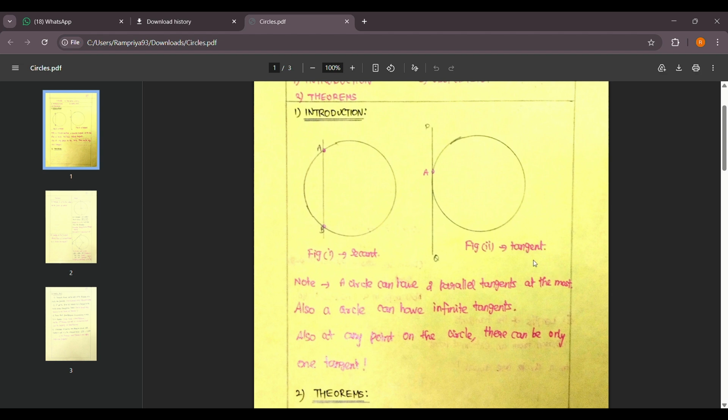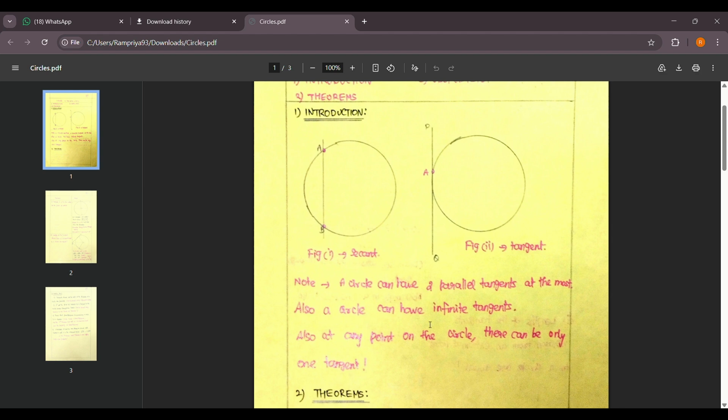And you can construct infinite tangents to a circle. Please remember this. A circle can have two parallel tangents at the most. See here, this is PQ, and if you draw another tangent RS in this direction, at most you have two parallel tangents. Please remember this. They will be asking all these things in your MCQs. So a circle can have two parallel tangents at the most, and you can construct infinite tangents for a circle.